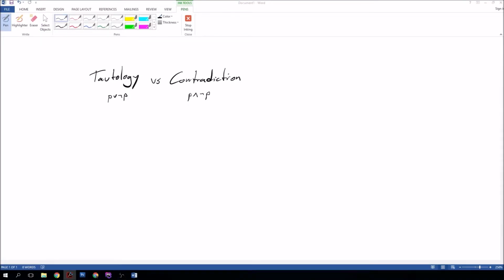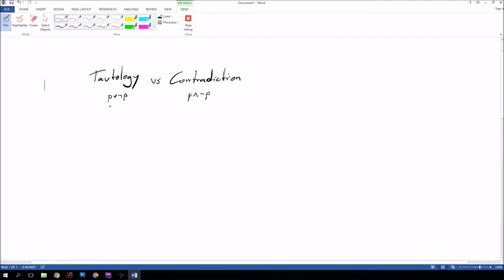This time I thought we'd cover tautology versus contradictions. So what is a tautology? A tautology is a compound proposition that is always true, and a contradiction is a compound proposition that is always false. If we look at this example, P or not P, regardless of what the truth value of P is, not P is always going to be the opposite value.